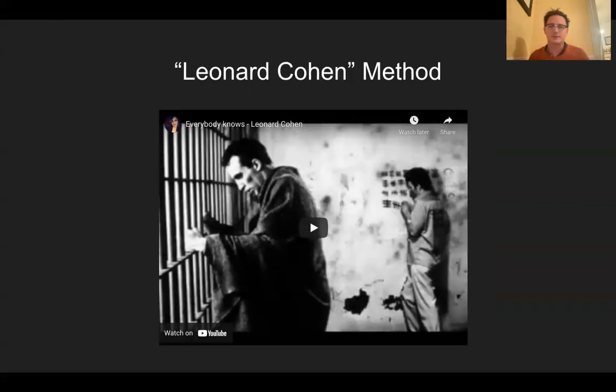The other method is what's known as the Leonard Cohen method, in which everybody knows the work in question. If a work is really, really famous, then if the defendant's work is similar, we can infer copying based on the fact that everyone's familiar with the plaintiff's work, and therefore the idea that there wasn't access available to the defendant is just implausible.